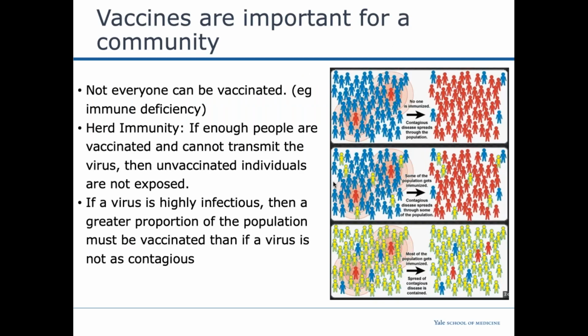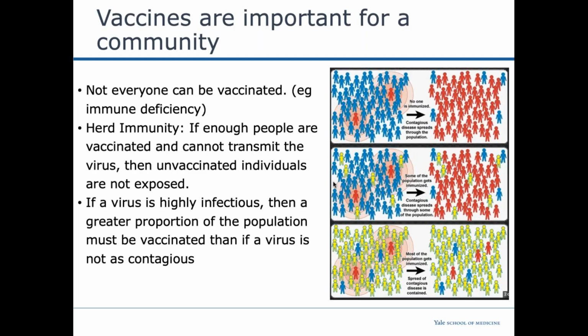Now, vaccines are important for a community. First of all, not everyone can be vaccinated. Some people have immunodeficiencies. As I mentioned, children on chemotherapy are immune compromised. But if we have enough people that are vaccinated, the virus can't be transmitted to the unvaccinated people. And that's called herd immunity.